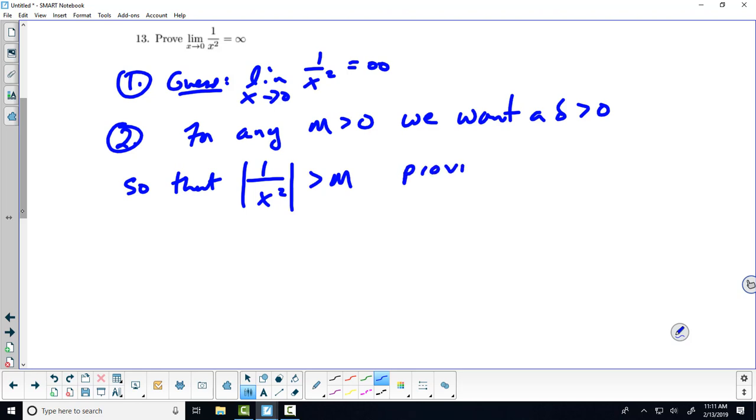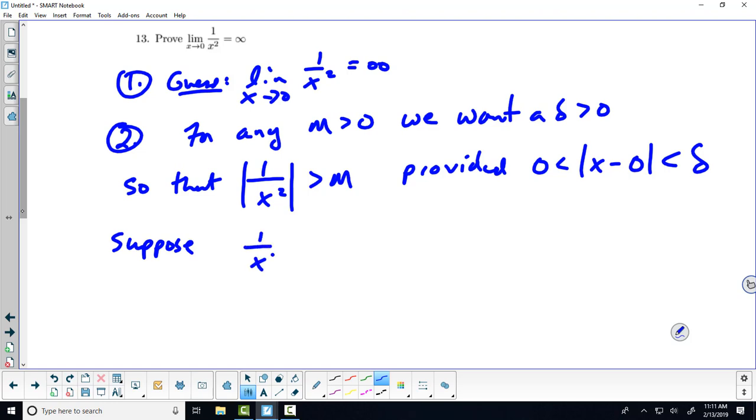Provided 0 is less than absolute value of x minus 0 is less than delta. So folks, here our a value is 0, so sometimes I might just write absolute value of x rather than x minus 0. Okay? Well, suppose we get what we want. Suppose that 1 over x squared, I don't need the absolute value because that's positive, is bigger than M. What else would be true? Well, if that were the case, then we'd have that 1 is greater than M times x squared, or we'd have that 1 over M is bigger than x squared.